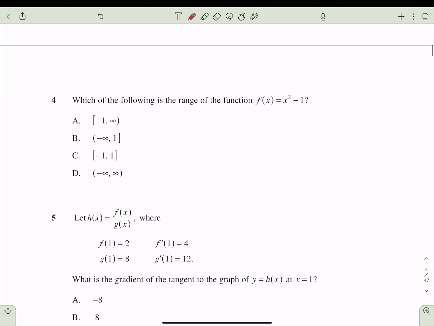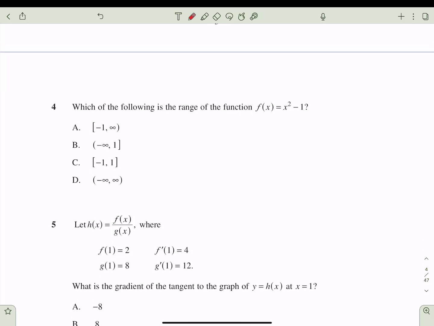Moving on, question 4. Which of the following is the range of the function f(x) equals x squared minus 1? So what does range mean? Range basically means the possible values of y. So the interval of possible y values.